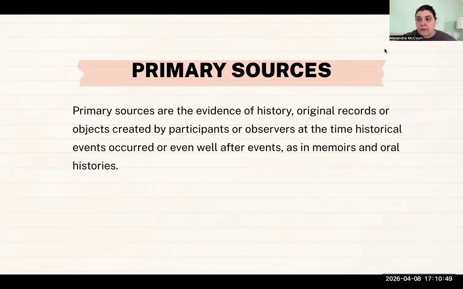You probably have heard the term primary source before, so this is probably a review, but primary sources are pieces of evidence that we find throughout history, whether they are original records or objects that were created by participants or observers at the time of the event that is being called into question. So these could be memoirs, or they can even be oral histories, they could be newspaper clippings. All kinds of things can become primary sources.